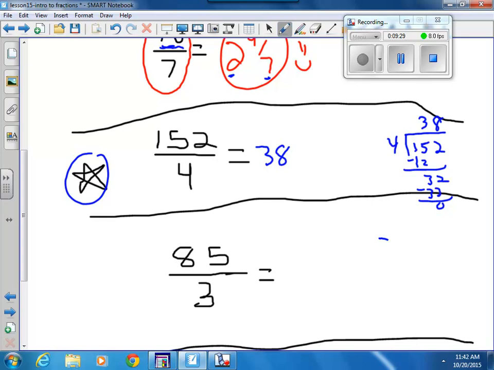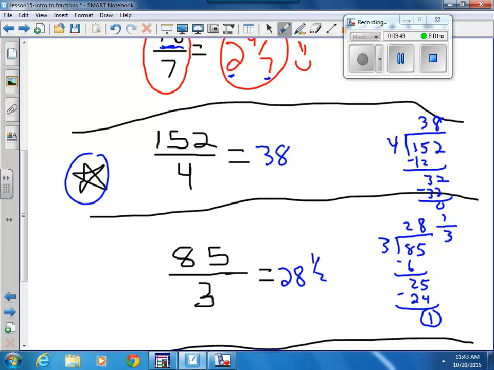Now let's try 3 into 85. 3 goes into 8 twice. 3 goes into 25 about 8 times? And look for the remainder. Remainder 1. Throw your remainder over your divisor. Aha! So 28 1/3.